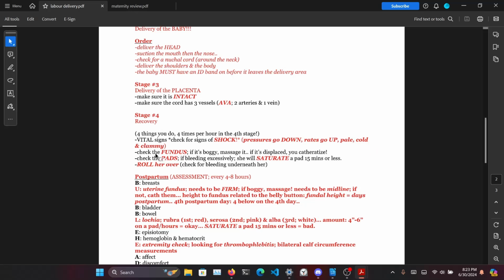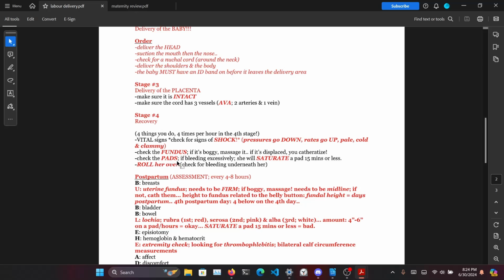And then you have to check the fundus. If it's boggy, then you have to massage it. If it's soft and boggy, you have to massage it. You look at whether it is in the center. If it's to the left or right, it means the bladder is too full and the mother is not able to pee, so you have to put in a catheter. So first thing is vitals. Next, fundus, it should be rigid. If it's too soft and boggy, you have to massage it, right?